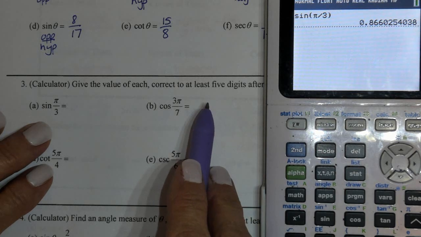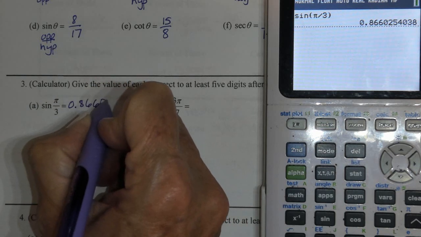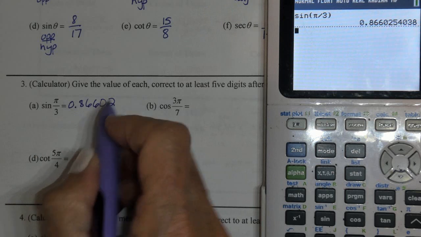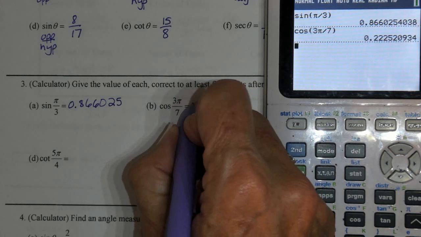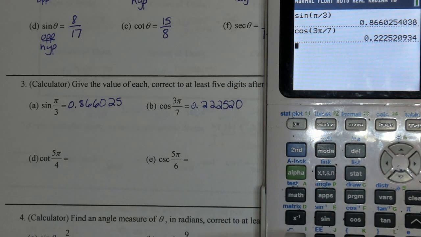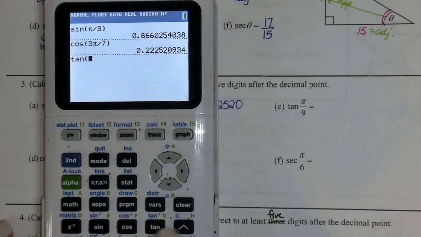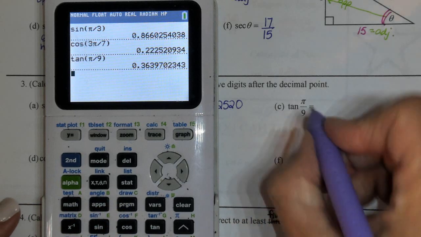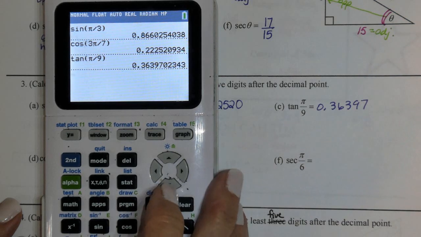Okay, sine of pi over 3. And the directions say to give at least 5 digits after the decimal point. So 0.86602. That's 5. If you want to give one more, that's fine. At least 5 after the decimal point. Okay, cosine of 3 pi over 7. That will be 0.22252. And then if you want to give one more, that's fine. Tangent of pi over 9. That'll be 0.36397. Okay.